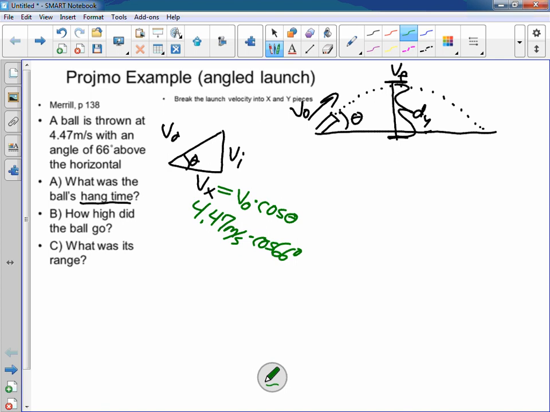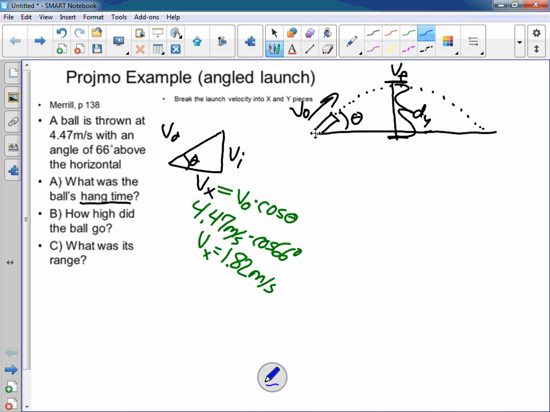And make sure we're in degrees. Go ahead and tap that on your calculators, please. This is not something I can do in my head. Tap, tap, tap. Oh, smashing calculators. Sadness. 4.47 times the cosine of 66. Like I said, please make sure you are in degrees. Okay, what'd you get? 1.82. 1.82, and that's going to be the Vx, 1.82 meters per second. Lovely.